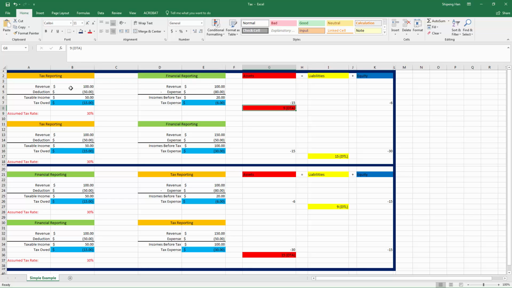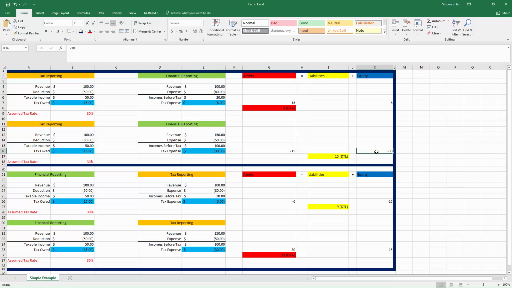In that case, the revenue was the same and the difference was in deductions and expenses. Next, the deductions and expenses are the same, and the difference is in revenues. In this case, financial reporting recognizes $150 revenue, while tax reporting recognizes 100. So the difference is 50. Finally, we get the difference between tax owed and tax expense. Same thing: $15 is a cash outflow, so it is a credit to assets. Assets decrease $15, and there is $30 tax expense, so it will decrease the equity by 30.